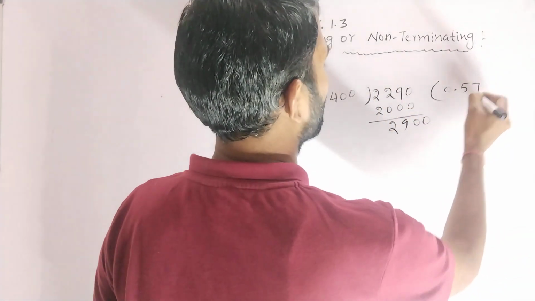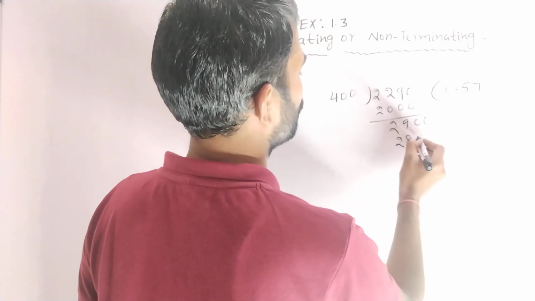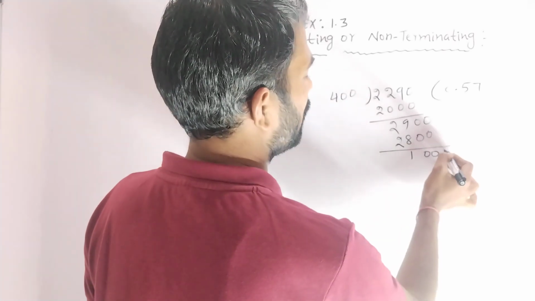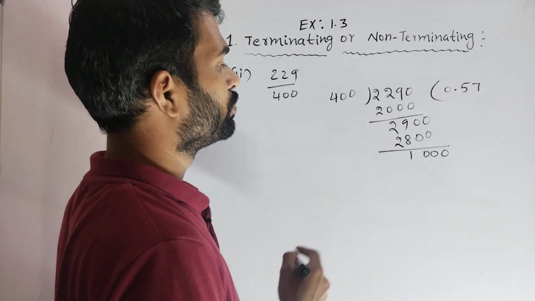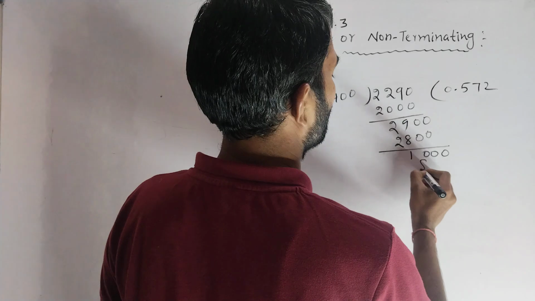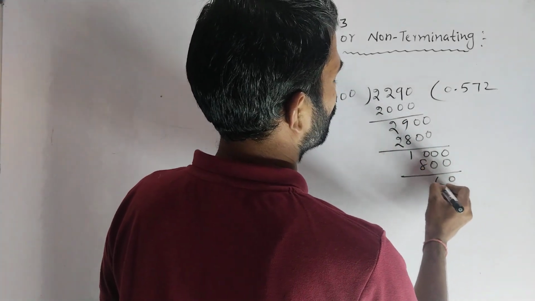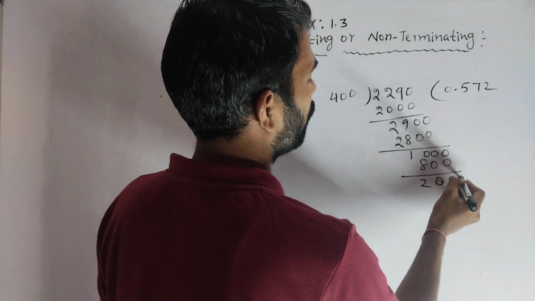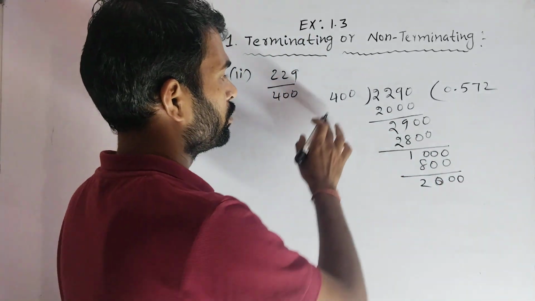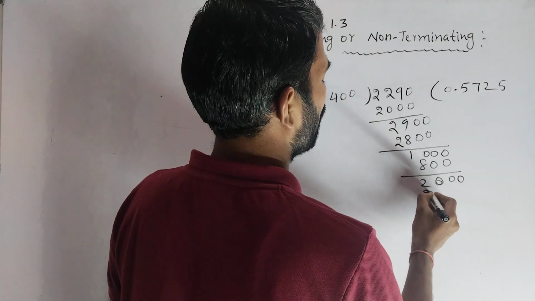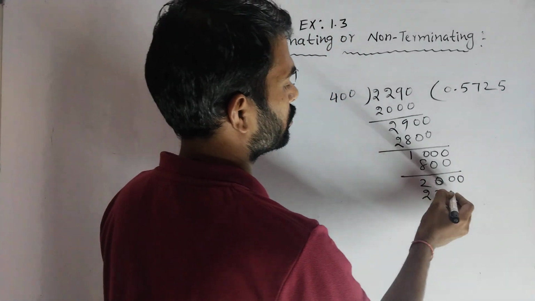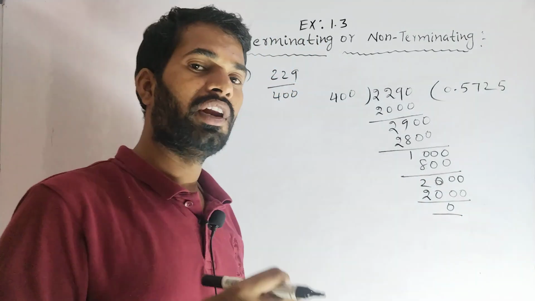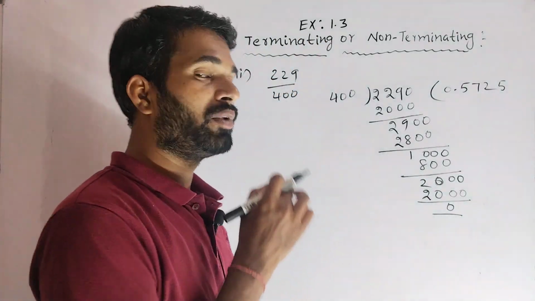4 7s are 28. So 2 zeros, 0 0 1. For point I can take one more 0. 4 2s are 8. 10 minus 8 is 2. 200, we got 200. For point one more 0 I am taking, 4 5s are 20. Okay, 2 zeros, 0 0. We got a remainder of 0. When the remainder is 0, that is terminating.